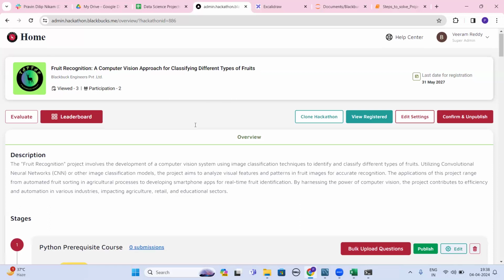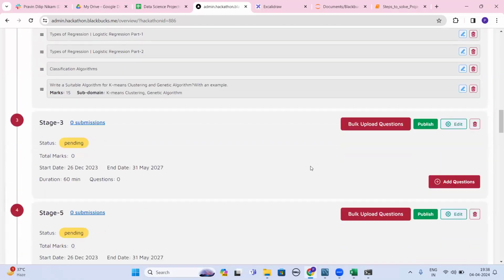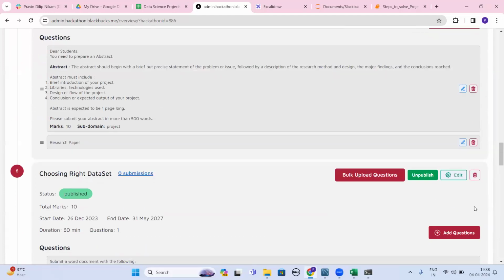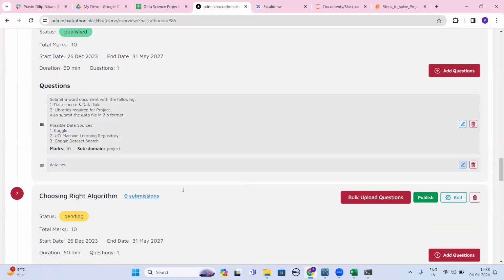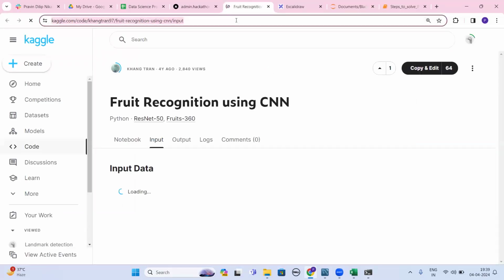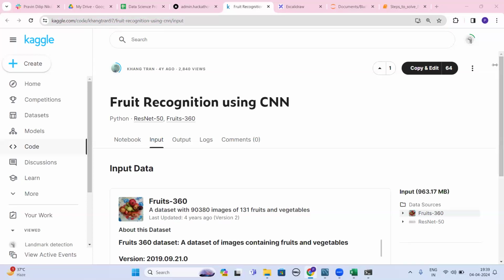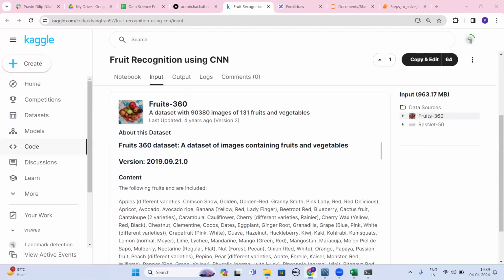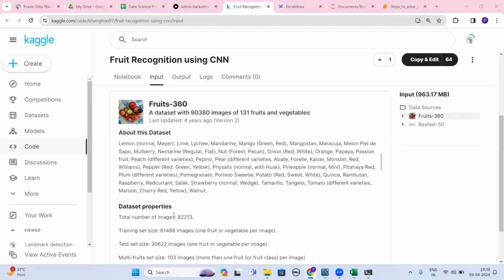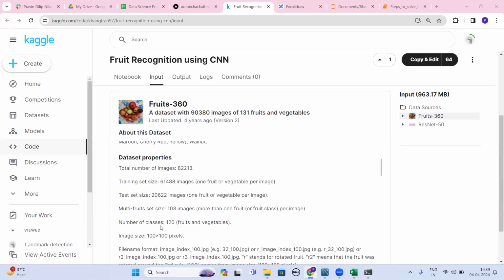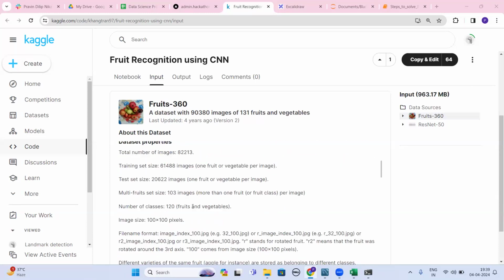And now, after this is done, they have given how it can be used in the agriculture industry and whatnot. And here is the input link. So you can take a minute to go through this. Using ResNet, you can do that particular portion. There are 82,213 images in training and testing. There are 120 fruits and vegetables in total.